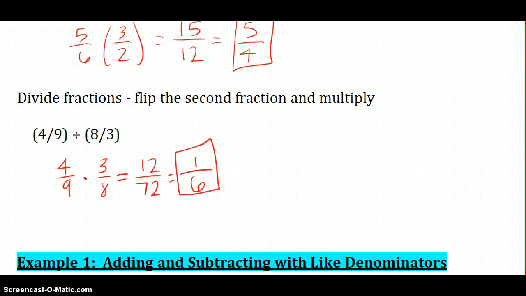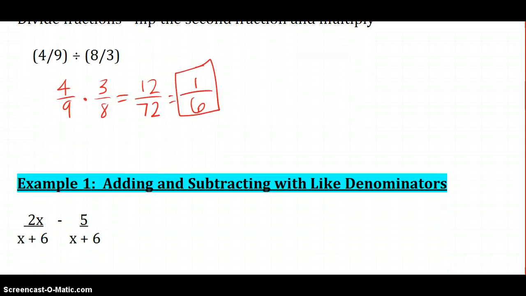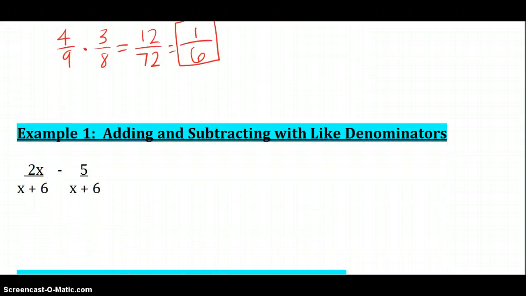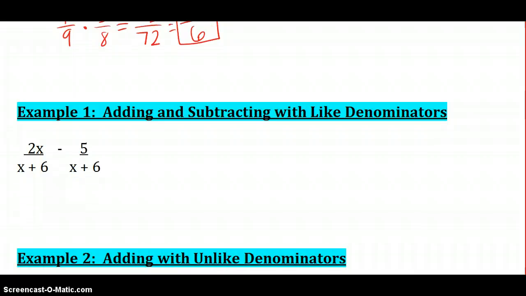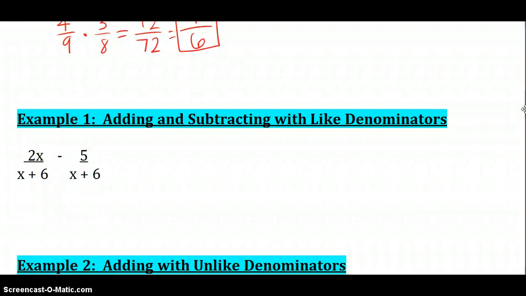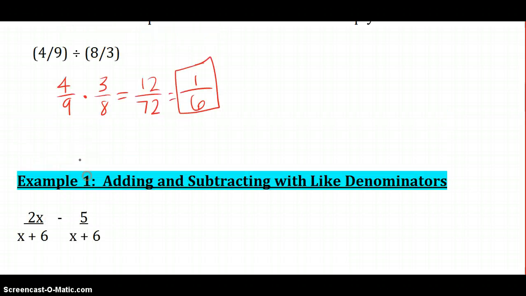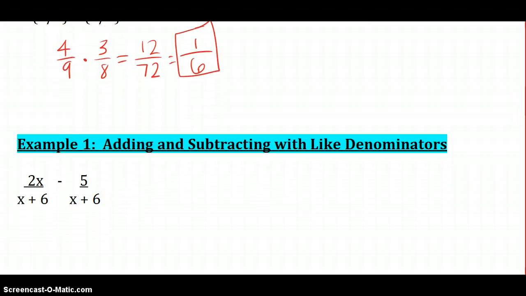Now that we have reviewed, let's go into actually adding and subtracting rational functions. So now we're not just dealing with numbers, we're looking at functions. In this first example, we're going to have like denominators, so it's going to be a simpler example. We're looking at 2x over x plus 6 minus 5 over x plus 6. So now we're subtracting rational functions, not just numbers. These are functions, but the same properties apply.